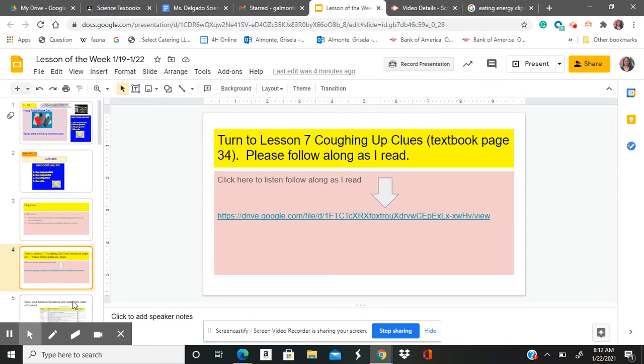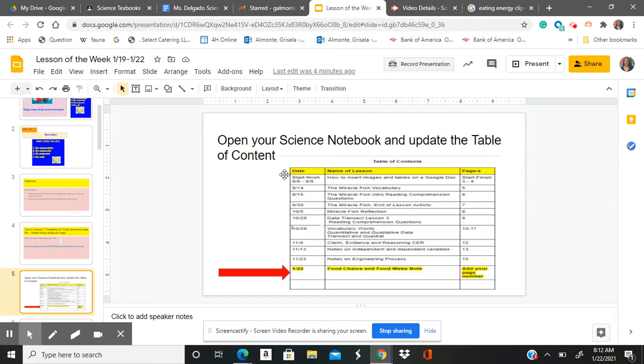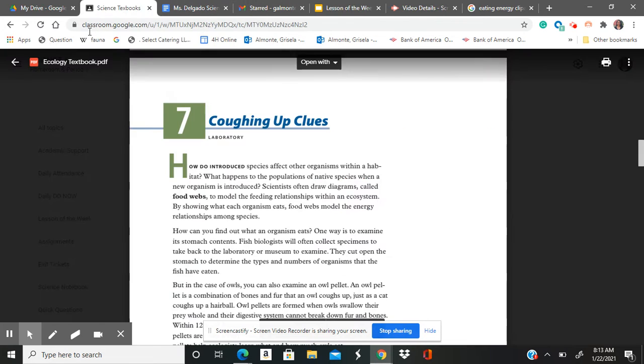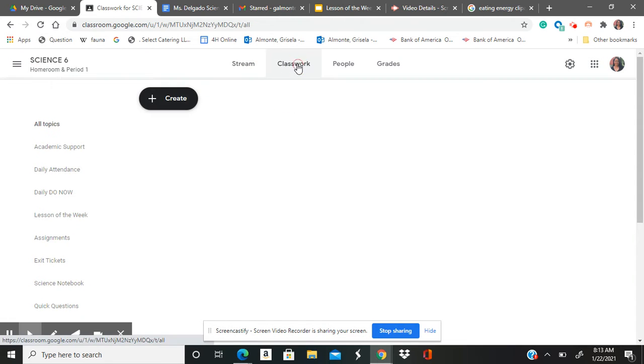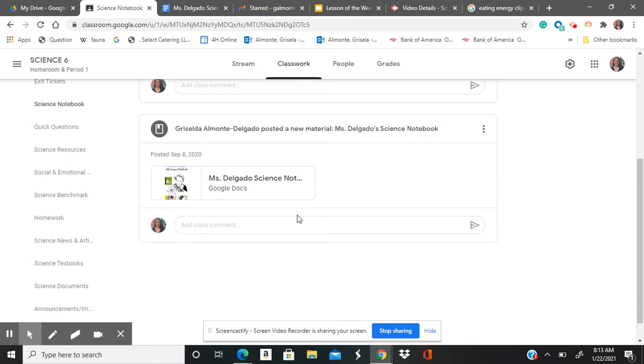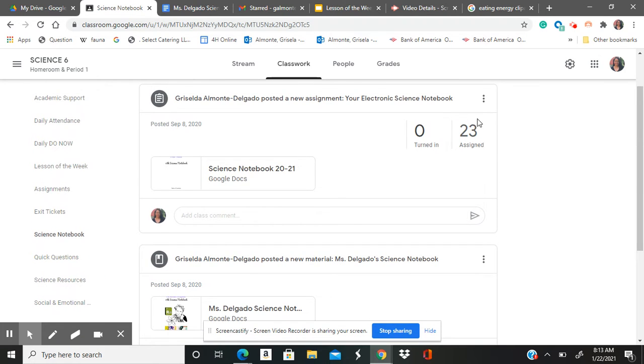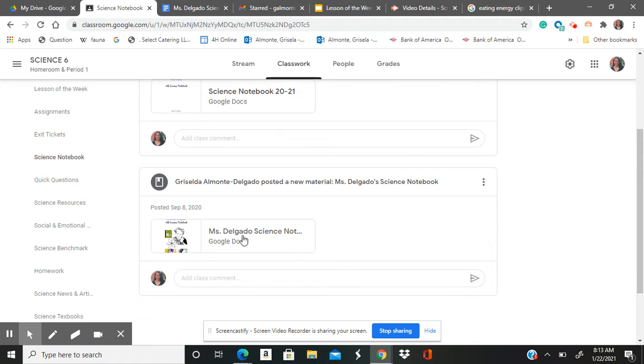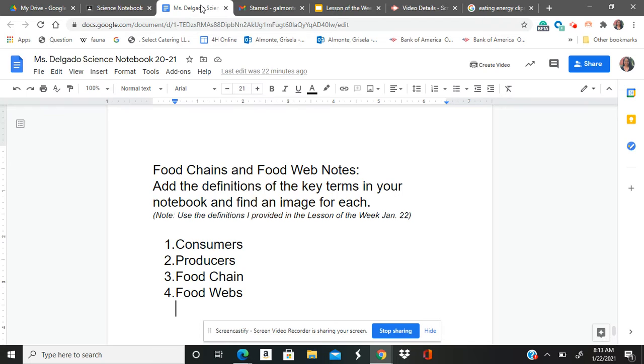Once you read, you are going to go into your science notebook. Again, I want to remind you how to find it because we haven't used it since November. So again, you go to Google Classroom. You're going to go to classwork. You're going to click on science notebook, and you click on your science notebook. Don't forget that I have my model here, which you can look at as an example.